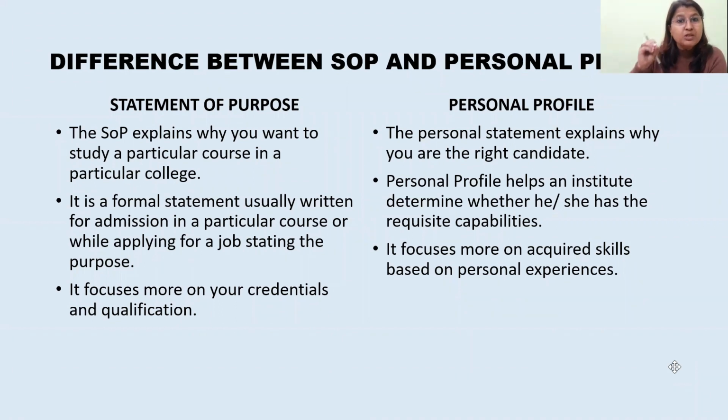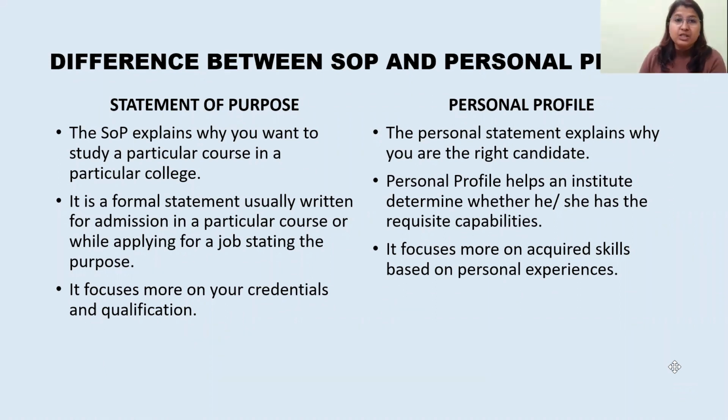Purpose means your purpose of joining that particular course, or that particular college, or your purpose of applying for that job. When you have to tell the purpose, in a way, you have to give a reason for doing so. Personal profile, on the other hand, is a kind of personal statement in which you try to convince the authorities that you are a right candidate for it. So what is the difference basically? In a statement of purpose, you have to talk more about that course and that college, that institution. But in the personal profile you have to talk about yourself only.